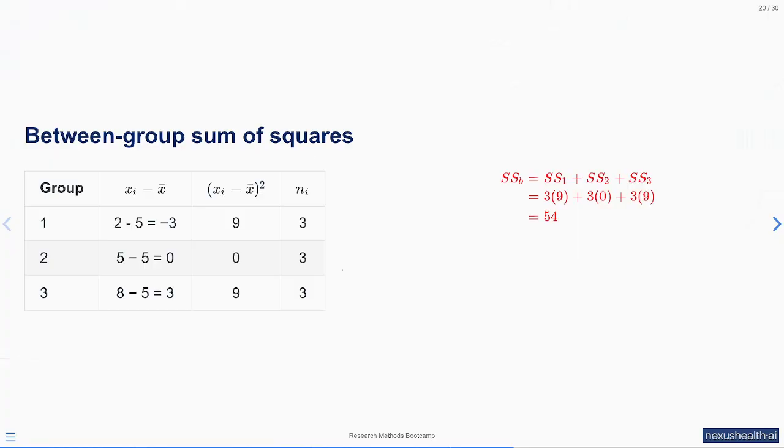Bear in mind that the between group sum of squares is calculated by adding up what we got, weighted by the group sizes. That's why we have SSB equals SS1, which is given to us by 3 times 9 plus 3 times 0 plus 3 times 9. The 3 we see there is the group size. So this gives us a total of 54.